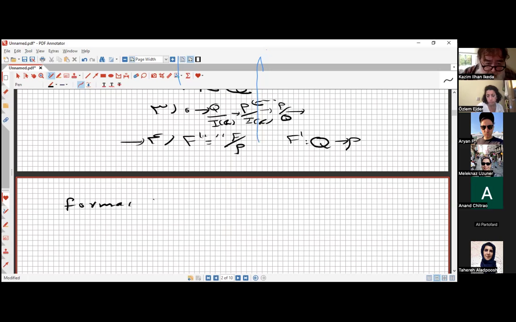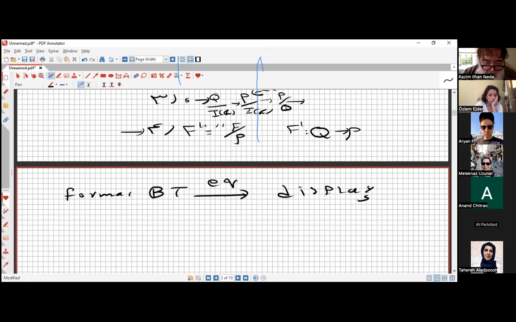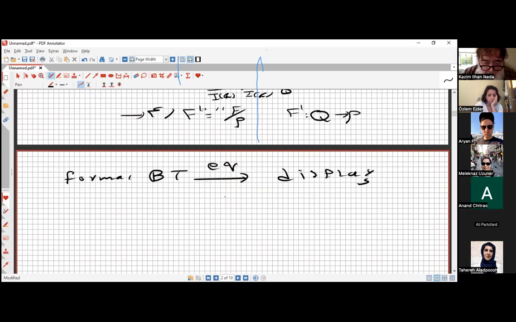Formal p-divisible group. There is a map to the category of displays, and this is an equivalence. This is a very good result. Displays are linear algebraic objects, and we can classify at least formal p-divisible groups by them.